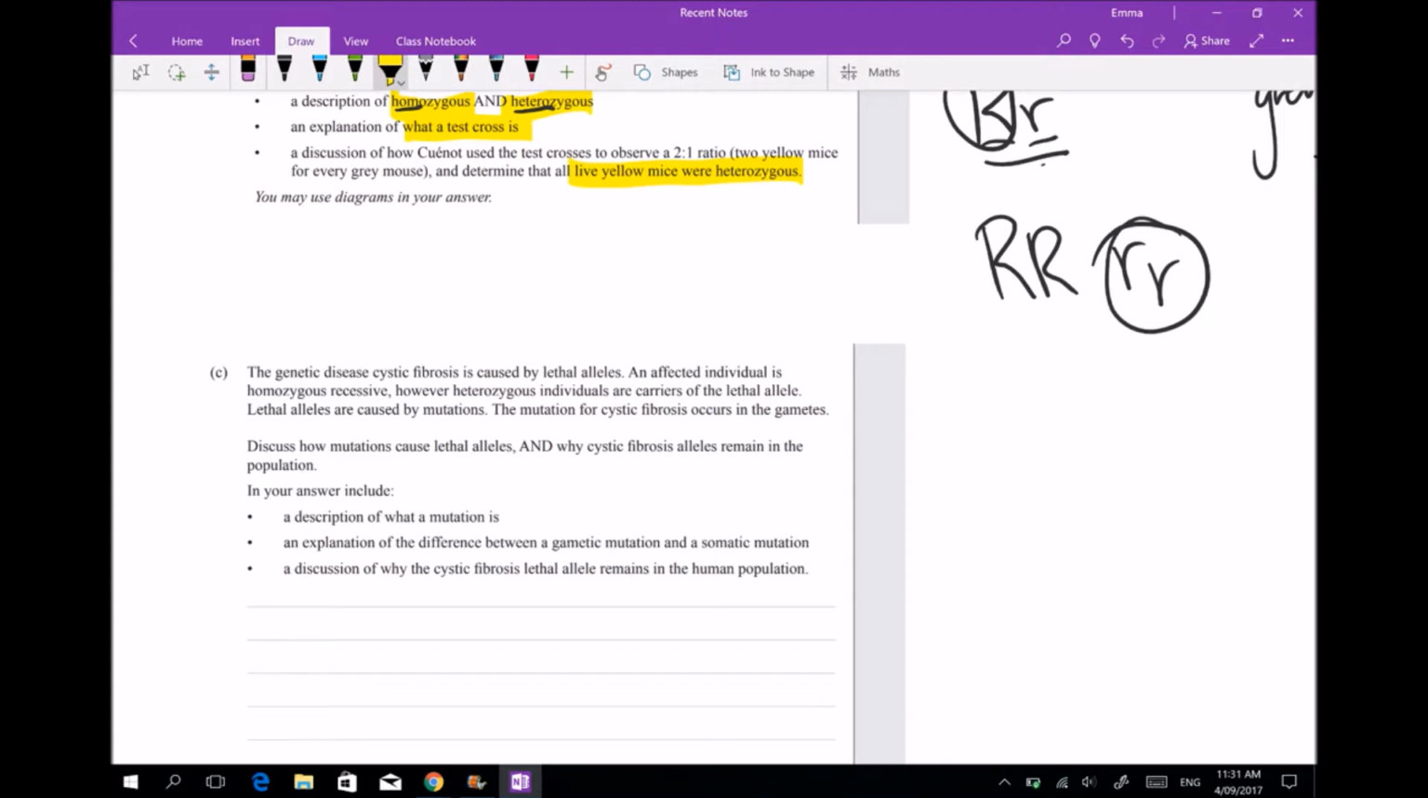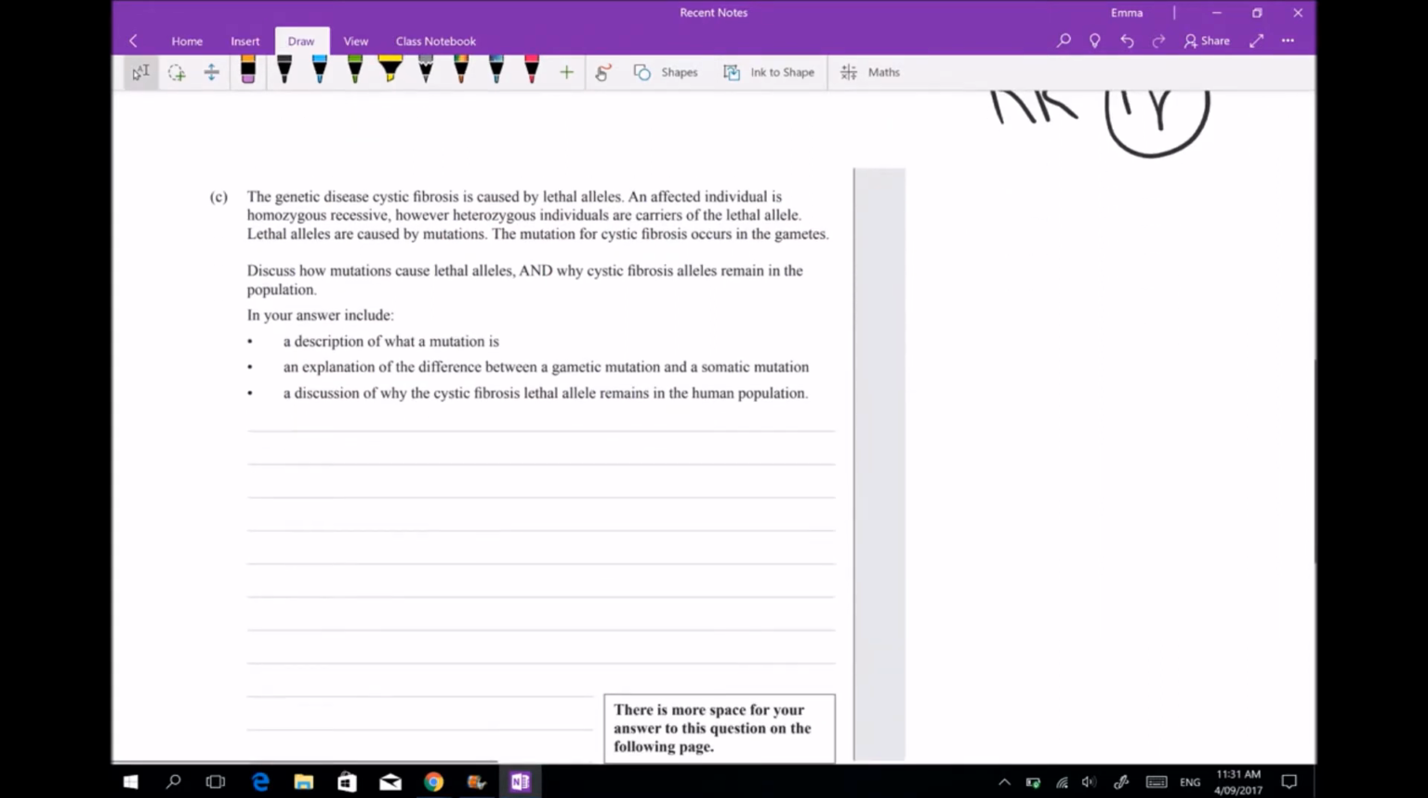So this was actually quite a long question, really. C. The genetic disease cystic fibrosis is caused by lethal alleles. An infected individual is homozygous recessive. However, heterozygous individuals are carriers of the lethal allele. Lethal alleles are caused by mutations. The mutation of cystic fibrosis occurs in the gametes. Discuss how mutations cause lethal alleles and why cystic fibrosis alleles remain in the population.